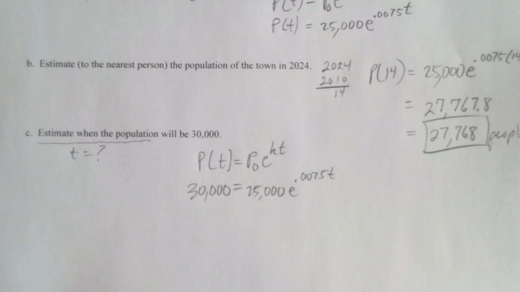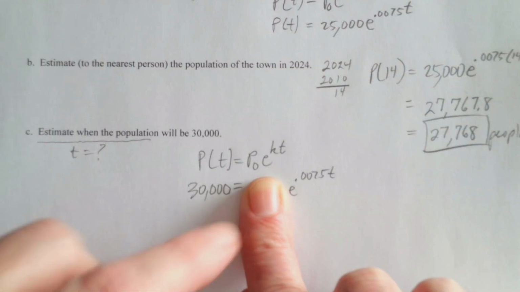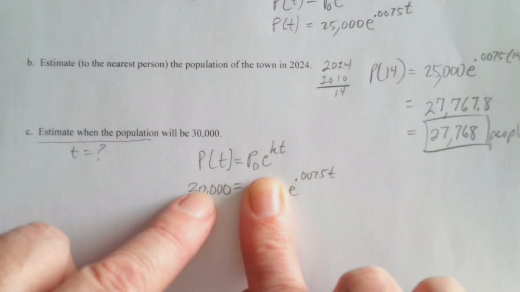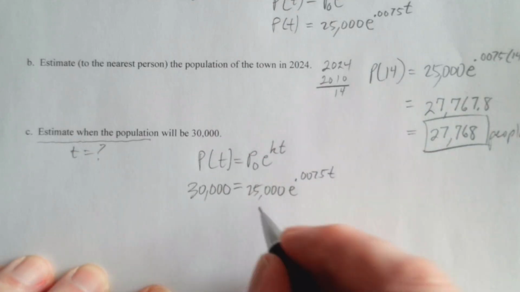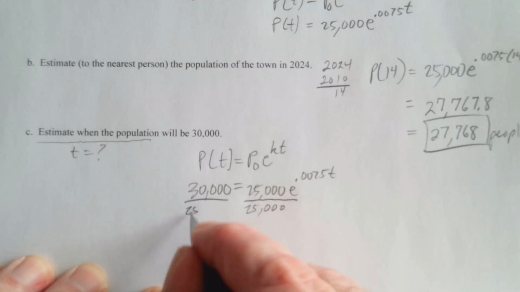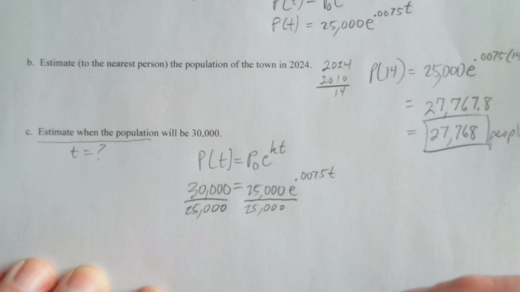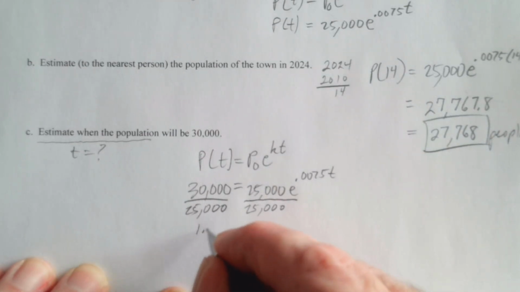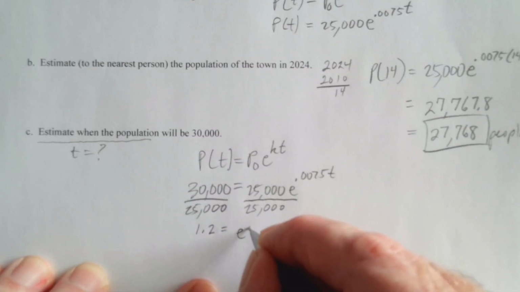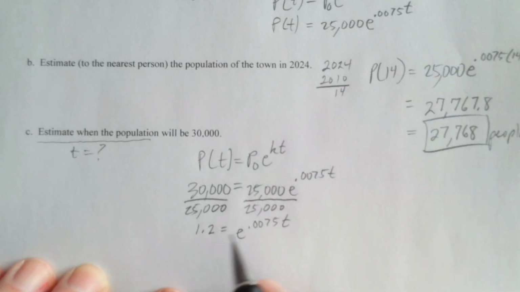Now, when you look at this, normally when we solve exponential functions, quite frequently we have to switch to logarithmic form. Problem here is the 25,000, because here we have base of e, exponent, answer. So this 25,000 is an extra number. Let's divide by 25,000 on each side, and we can get rid of that. And so when you do that, you get 1.2 equals e to the 0.0075t. Now notice we have base, exponent, answer.